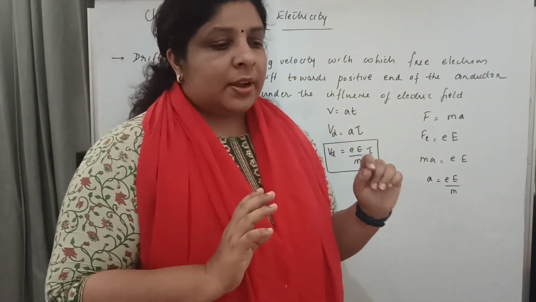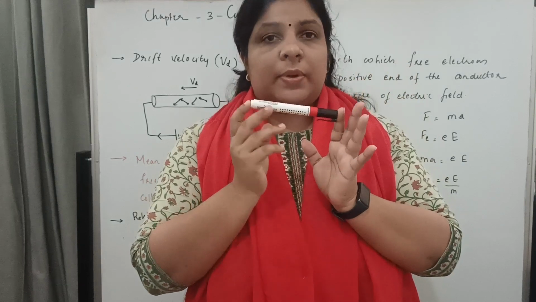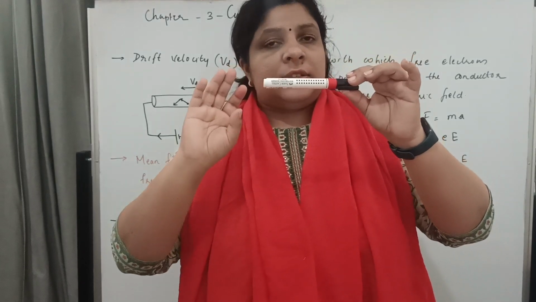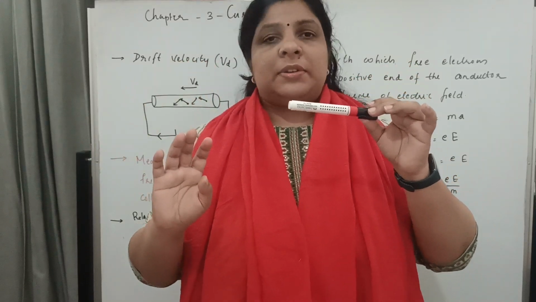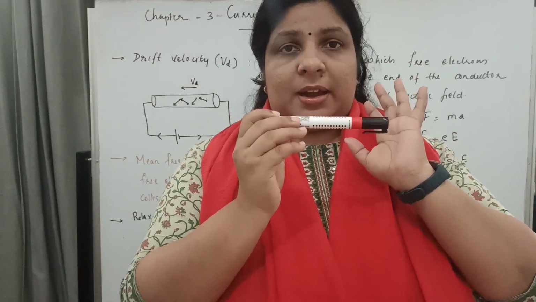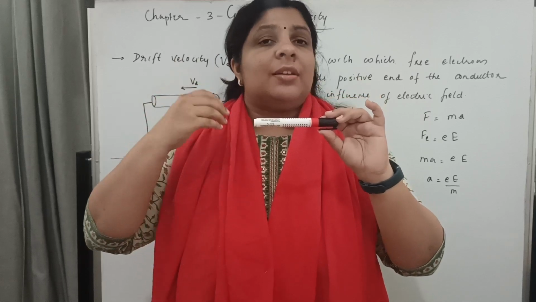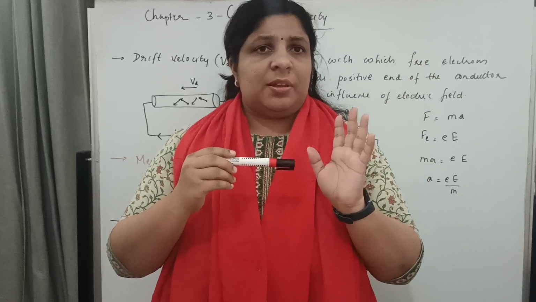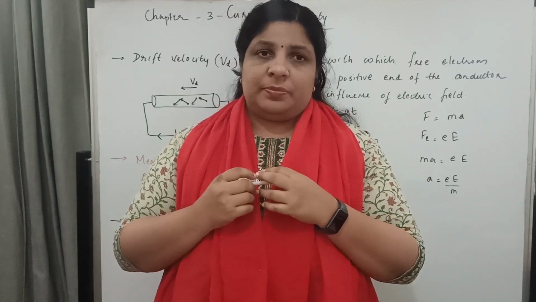If you have a conductor, for example, just assume this is a conducting wire. If the conductor is at rest, which is not connected to any power supply, not connected to a battery, then inside the conductor the charges will be in random motion. One electron will go in that direction, another in another, randomly moving in its own orbit.